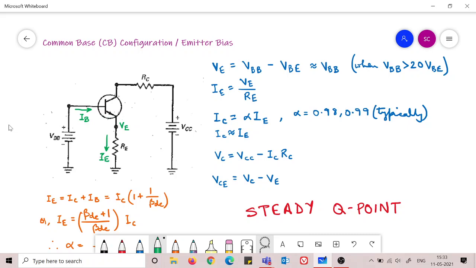Now when you have found out IC, this current is known now. What you have to figure out is this voltage, VCE. VC is nothing but VCC, so you have this loop there. VC you are finding out first. VC is VCC minus ICRC. This VC potential is VCC minus ICRC. VE you already know, previously calculated. So VCE is VC minus VE.